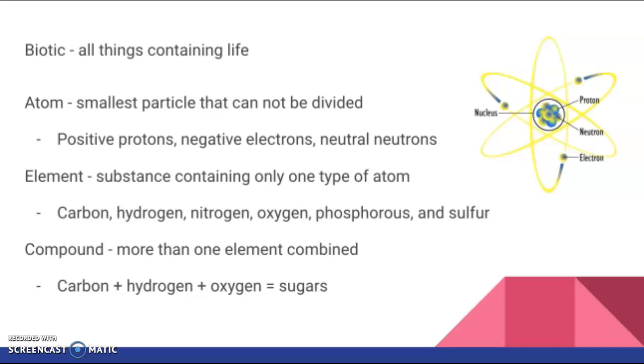An element means that you have atoms, but they are only 1 type. So if you have the element carbon, that means all the atoms are carbon. If you have the element hydrogen, that means all of the atoms are hydrogen. A compound is where you get more than one element combined to form a substance. So if you had carbon plus hydrogen plus oxygen, you get sugars. If you have hydrogen and oxygen mixed in a specific way, you would have water. So a compound means that you have more than one element that is chemically combined.